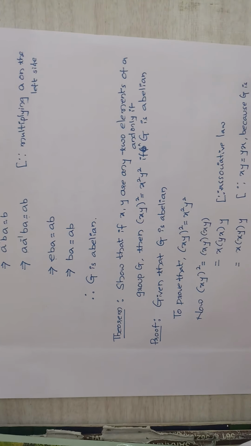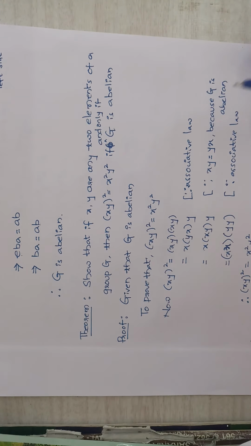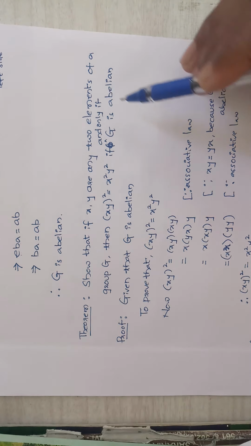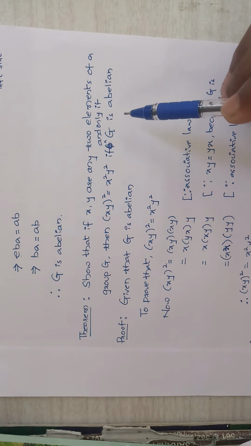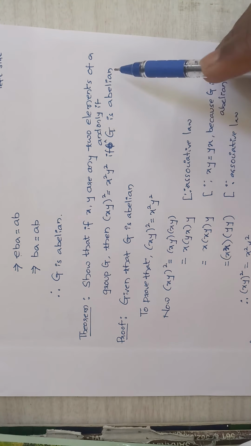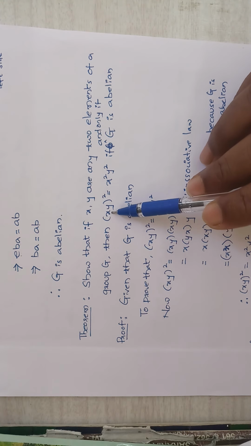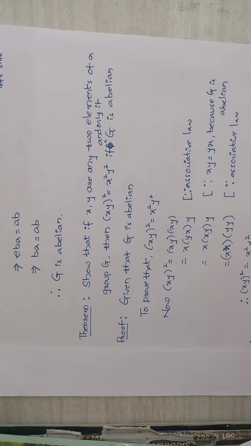So the next result is: show that if x, y are any two elements of a group Z, then (xy) square is equal to x square y square if and only if Z is abelian. So once we have to take Z as an abelian group and prove this result, and once we have to prove Z is abelian using this result.